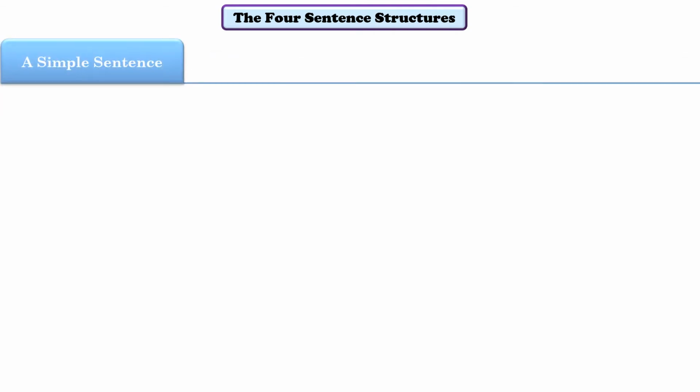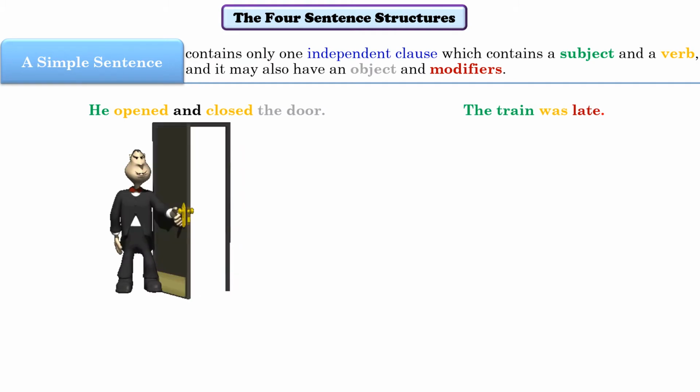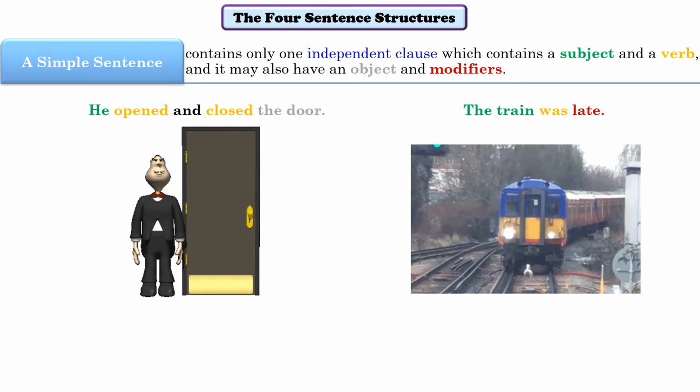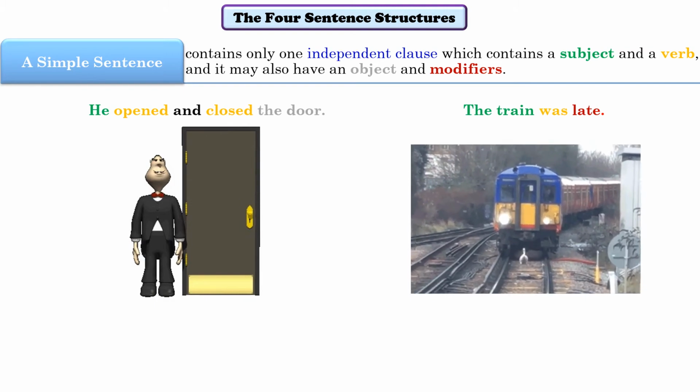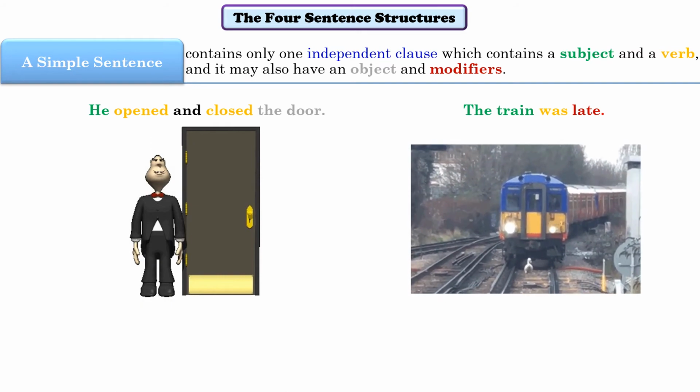A simple sentence contains only one independent clause, which contains a subject and a verb, and it may also have an object and modifiers. Let's see the first example. He opened and closed the door. The second example: the train was late because that bird, the swan, was in its way.